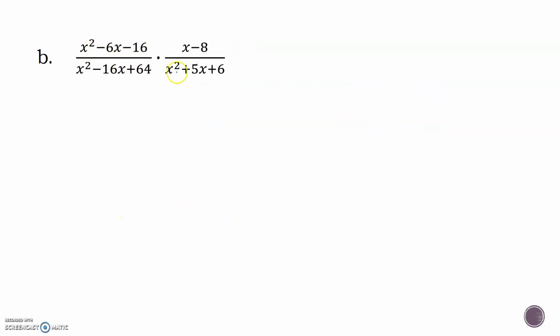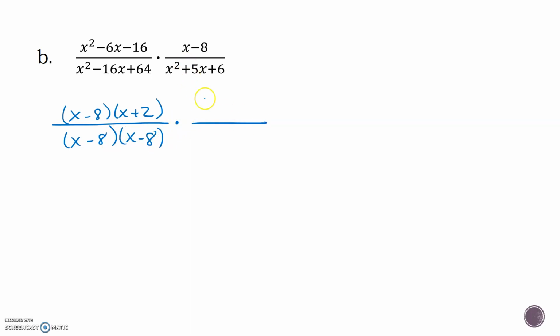Next one, now we have a polynomial expression. Again, you're going to want to factor everything. So if I factor the numerator here, x minus 8, x plus 2. Look over factoring if you're not comfortable with factoring yet. Denominator would be x minus 8 times x minus 8. Here I have x minus 8 is already prime. And in the denominator, x plus 3, x plus 2.